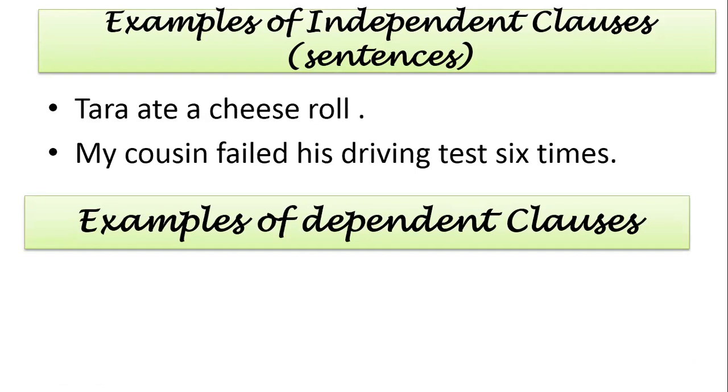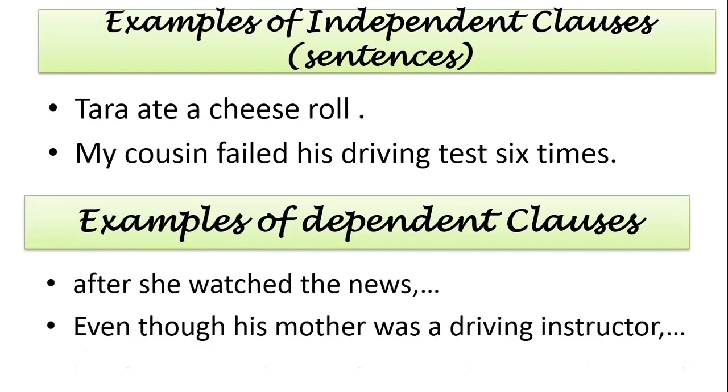Example of dependent clauses. Depend here means it depends on another sentence to complete the meaning. Dependent means it needs another piece of information to complete the meaning. After she watched the news, yes, what happened? What happened after she did something? Because we used "after" here, there's something going to happen after this. As long as he didn't tell me what is going to happen after this, this is called a dependent clause.